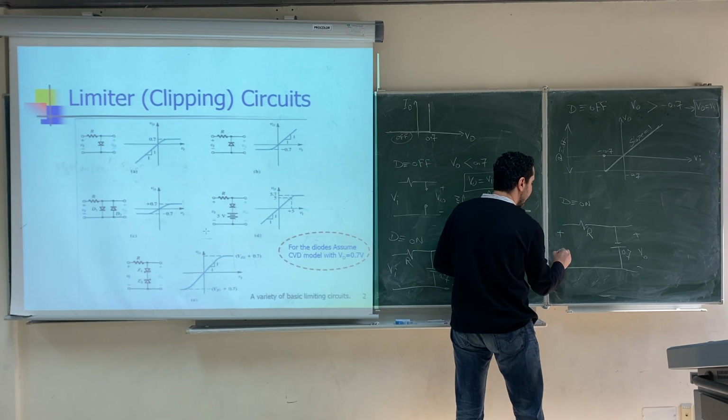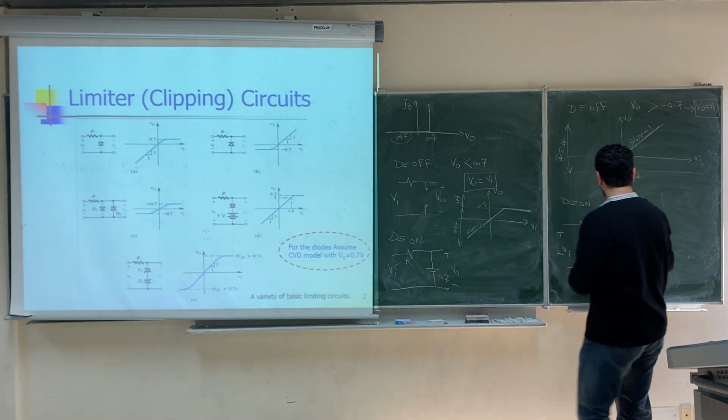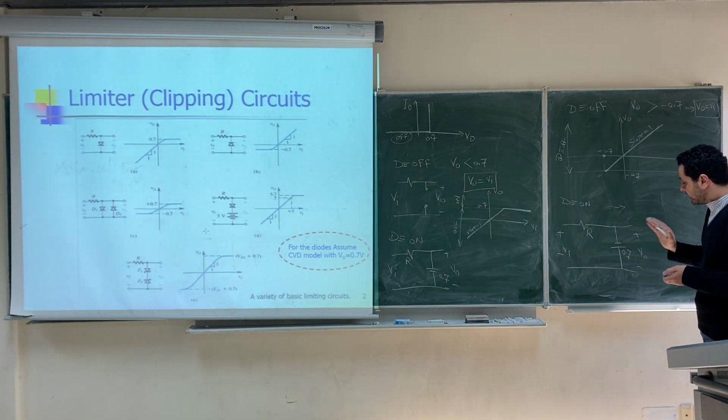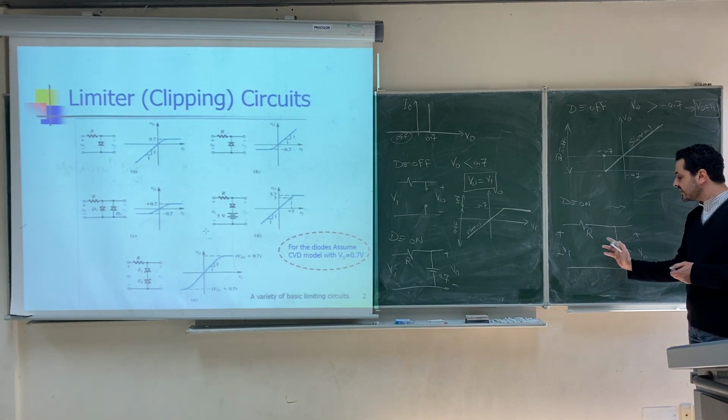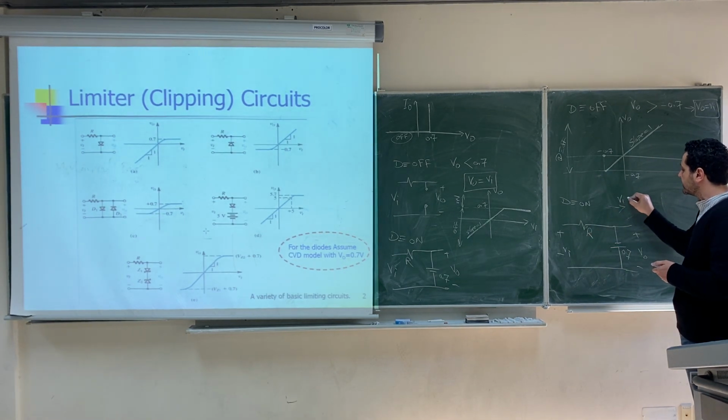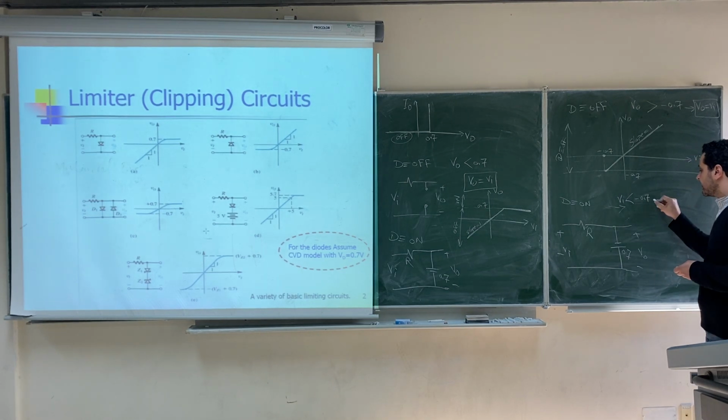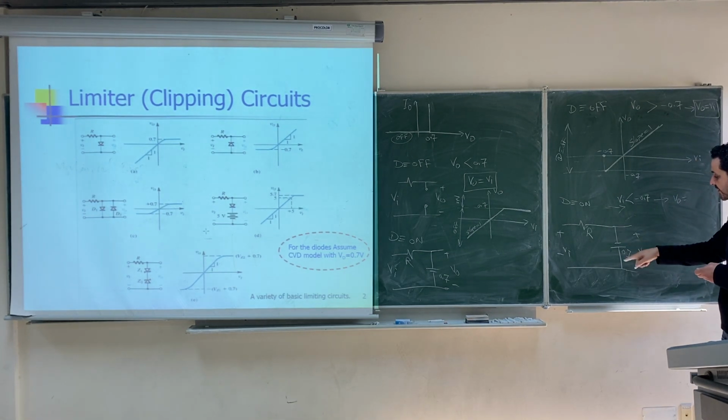This is R, this is the input. What's the value of the output in this case? First, this happens when V input is less than negative 0.7 volt. In this case, V output will be clipped at negative 0.7 exactly, right?